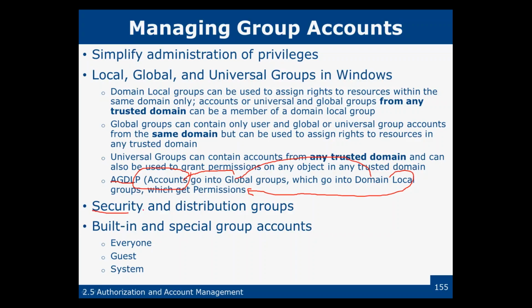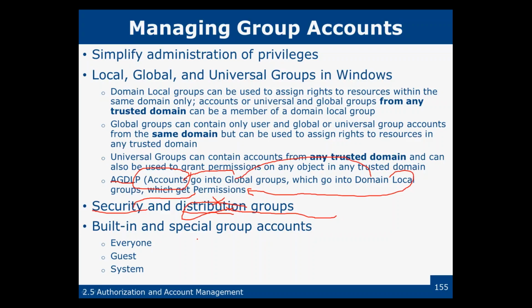Two types of groups. I said this before, security groups and distribution groups. Security groups can get permissions. Distribution groups are used to create distribution lists for emails. They can only be used to email. They cannot get access to resources. So there's no permissions for distribution groups.